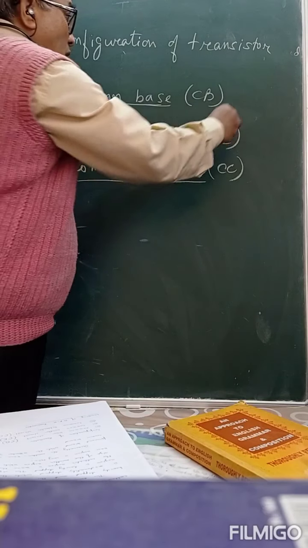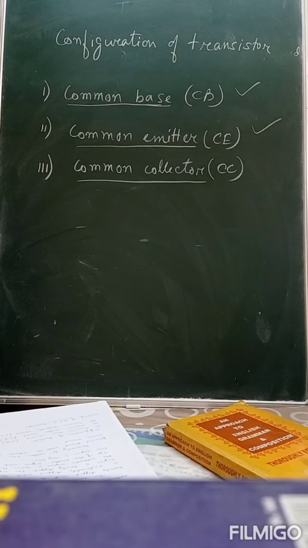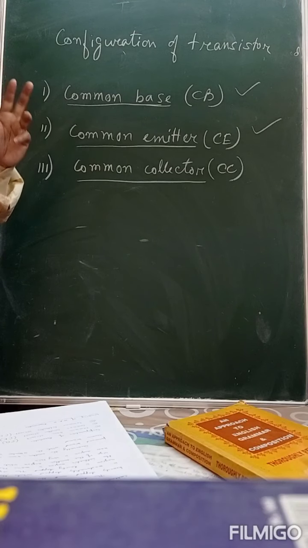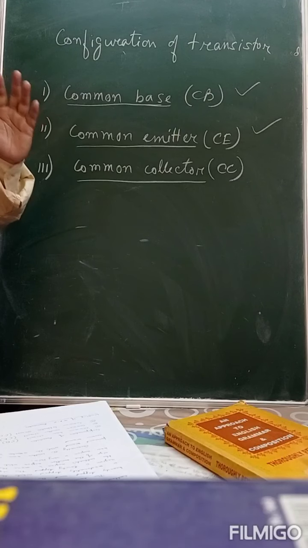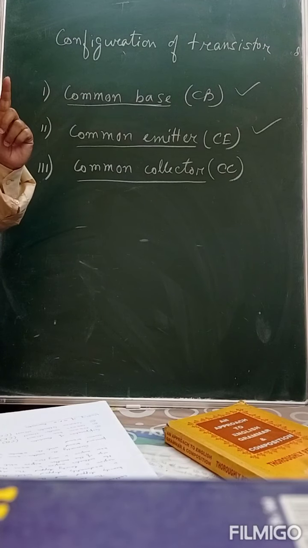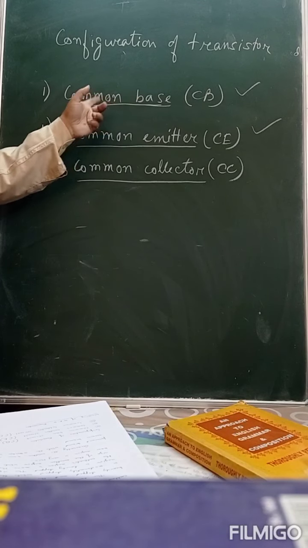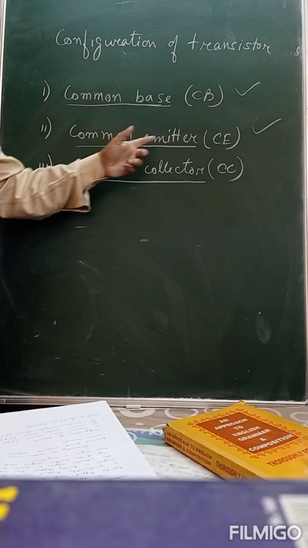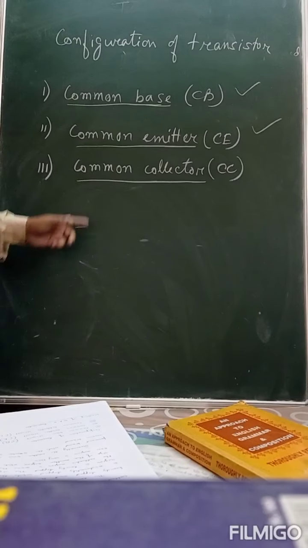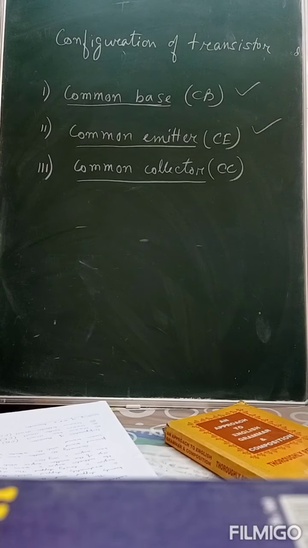For HS, I will only need common base and common emitter; I do not need common collector. I have said that a transistor has three terminals: emitter, base and collector. So to connect it in a particular circuit, one of the three terminals is to be taken common. If base is common, it is called common base, CB configuration. If emitter is common, it is called common emitter, CE configuration. If collector is common, it is called common collector configuration. Okay, is it clear?